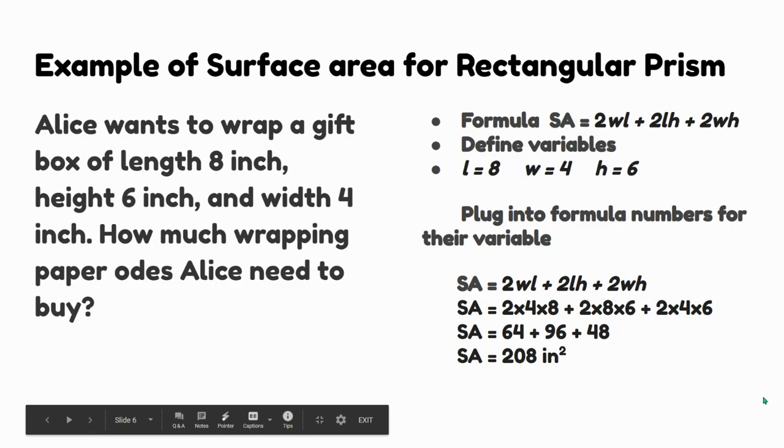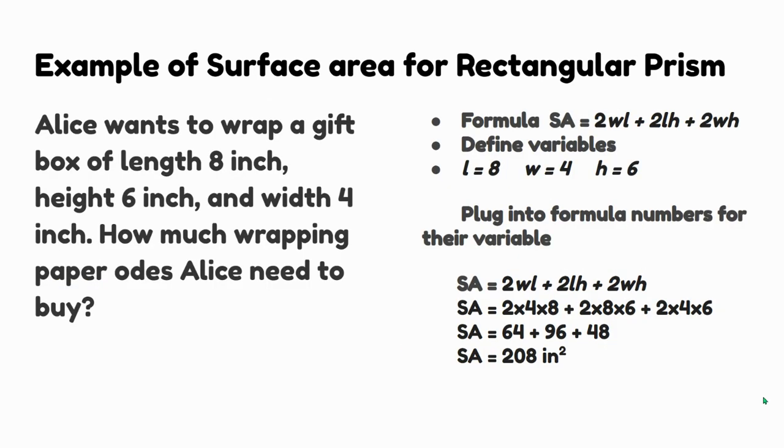All right, here's an example of finding surface area for a rectangular prism. Our problem is: Alice wants to wrap a gift box of length 8 inches, height 6 inches, width 4 inches. How much wrapping paper does Alice need to buy? So the formula for surface area is 2 times width times length plus 2 times length times height plus 2 times width times height. We have to define the variables. We have to put the letters with a number. So the length was 8, the width was 4, and h was 6.